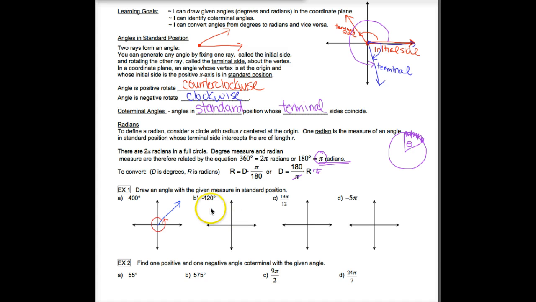Next is negative 120. Negative means I'm going to be moving in a clockwise direction. Negative 180 would be over here, half a circle rotation. From here to here would be negative 90. So from negative 90, again, this is kind of an adding and subtracting game. 120 is 30 more than 90. So I'm going to go about a third of the way past my 90 to get to my negative 120, and then draw my terminal side. So there's negative 120 degrees.